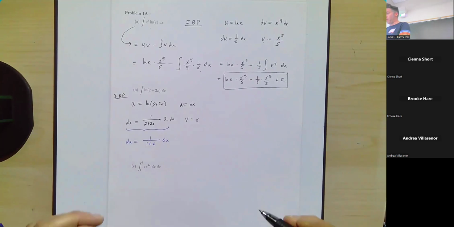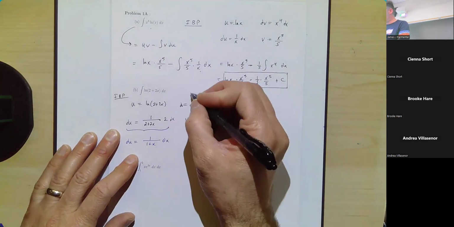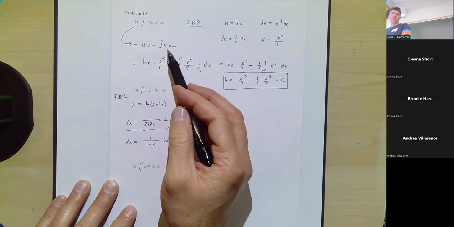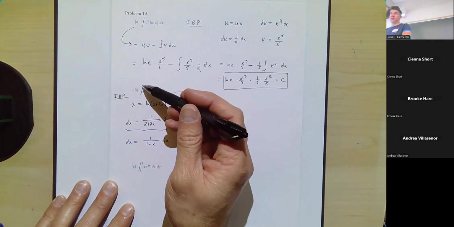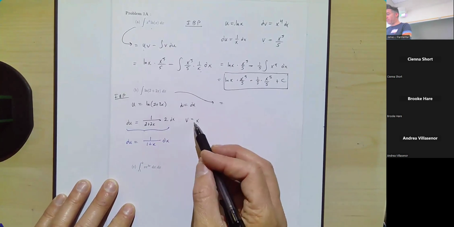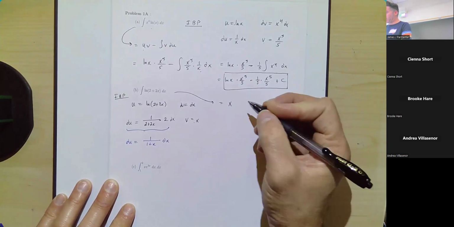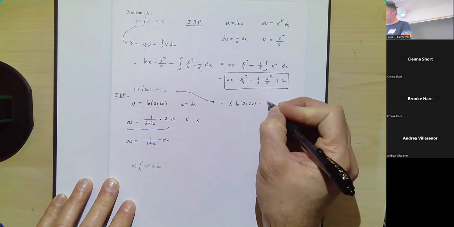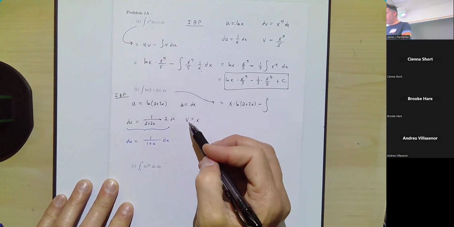Okay, we're going to throw the formula at it. So our integral is going to equal, you don't have to write out the uv minus the integral of v du. I might do it once, but then not do it again. I'm going to get u times v. I would probably write the x part first. So x times the natural log of 2 plus 2x minus the integral of v du.